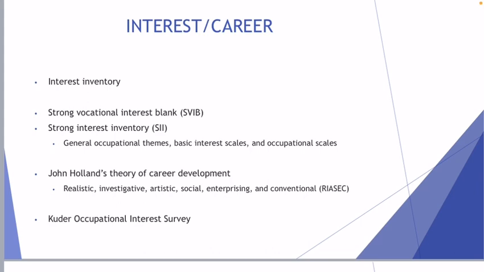The Strong Interest Inventory encompasses more than 200 occupational skills that indicate the similarity between the respondents' interests to those of satisfied workers in each of these occupations. They result in three forms: general occupational themes, basic interest skills, and occupational skills. The Strong Interest Inventory is linked to the John Holland theory of career development. John Holland's theory of career development proposes that there are 6 major types of people and environments: realistic, investigative, artistic, social, enterprising, and conventional. The closer the relationship between people and environment types, the more satisfying the relationship.